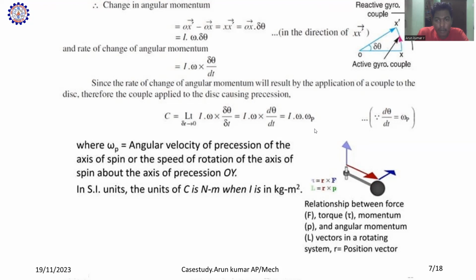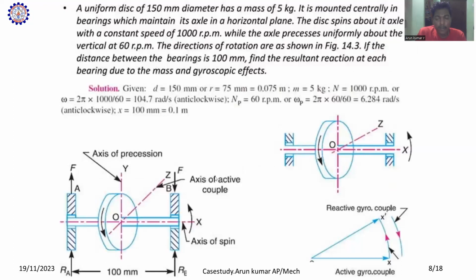That is the final formula: couple is equal to I into omega into omega p, where I is called the mass moment of inertia, omega is the angular velocity, and omega p is the precession angular velocity. The SI unit of C is Newton meter, and the SI unit of I is kg meter square. So let's discuss one problem.